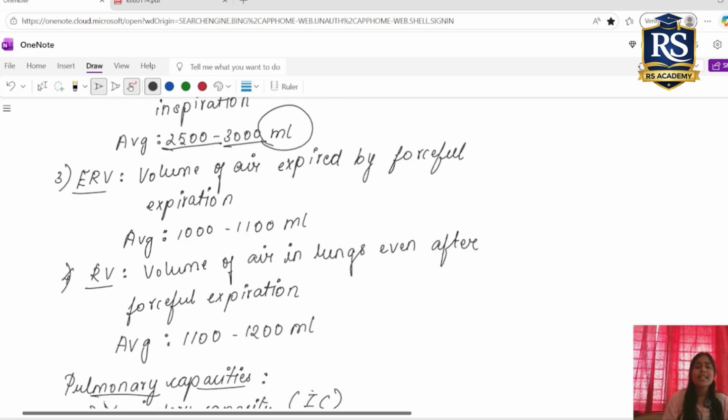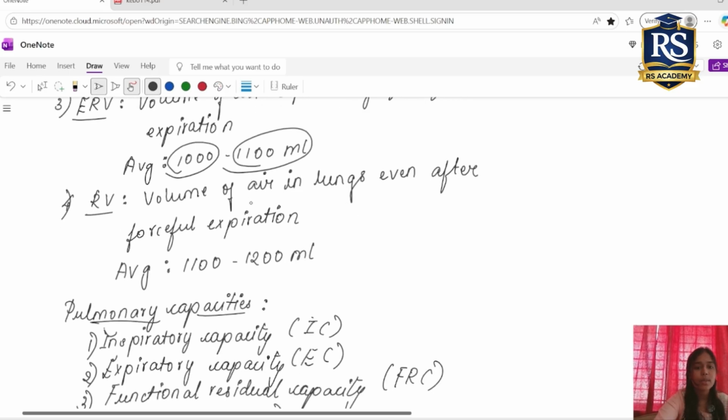Now, what is expiratory reserve volume? The volume of air expired by forceful respiration. So, what is that? After a normal expiration, if we exhale forcefully, the extra amount of air is expelled from our lungs, right? So, that volume is called expiratory reserve volume. Average is around 1000 to 1100 ml.